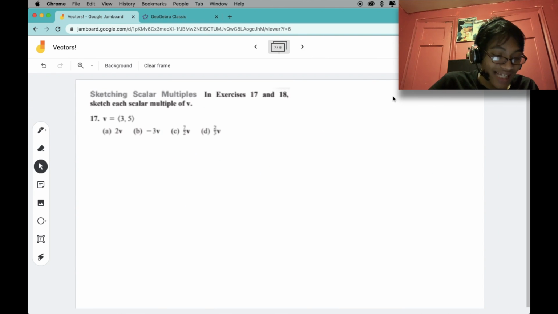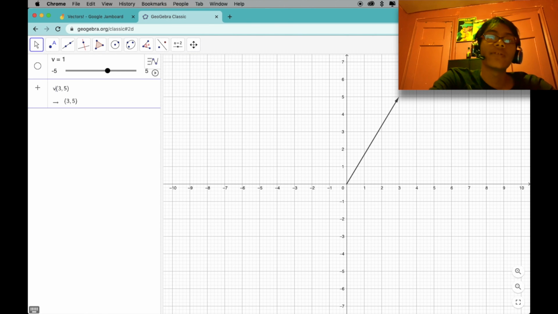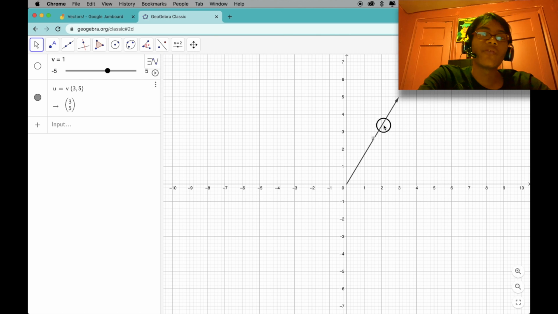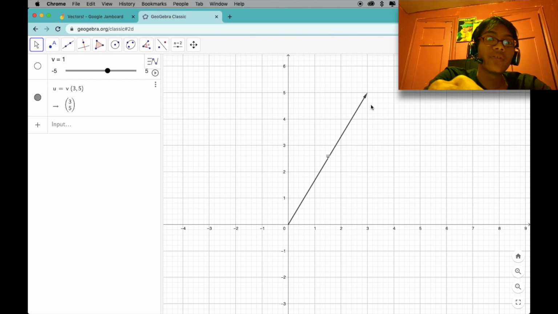We have to sketch each scalar multiple of v. Well, that's not too bad. Okay, let's go over to Desmos. Here's our vector, 3 comma 5. As you can see, it's going 3 units in the x direction, 5 units in the y direction. So hopefully that makes sense.